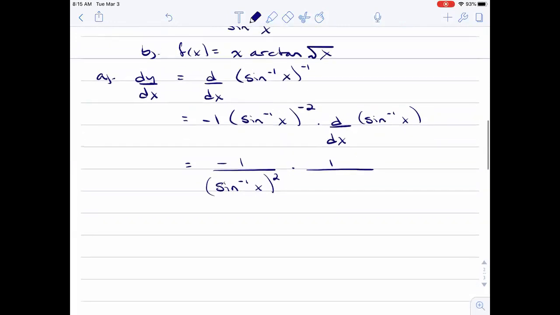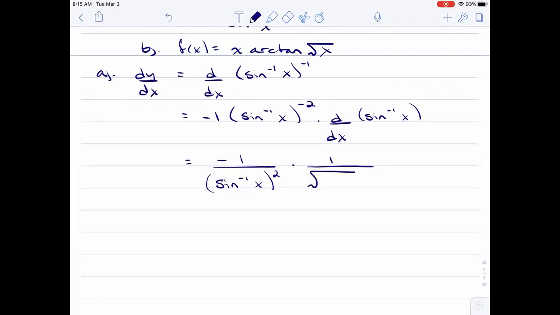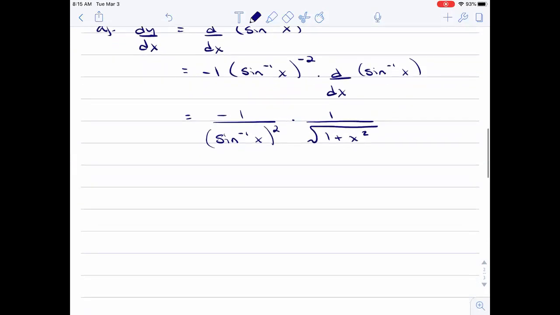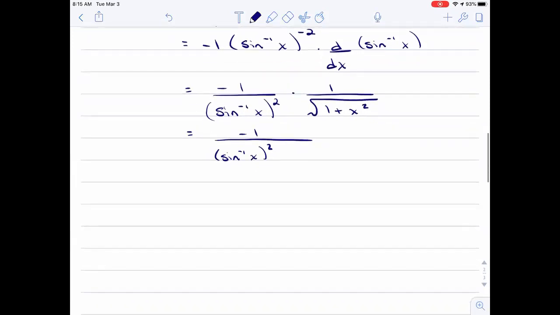Sorry, why did you move down? Just because of the power negative 2, so sine inverse x to the negative 2, I just bumped it down to the bottom. So now 1 over the root of 1 minus x squared, which I can simplify a little bit to negative 1 all over sine inverse x all squared times the root of 1 minus x squared.